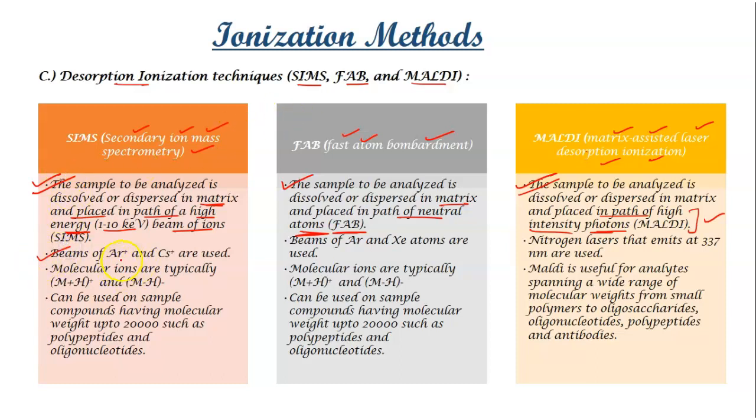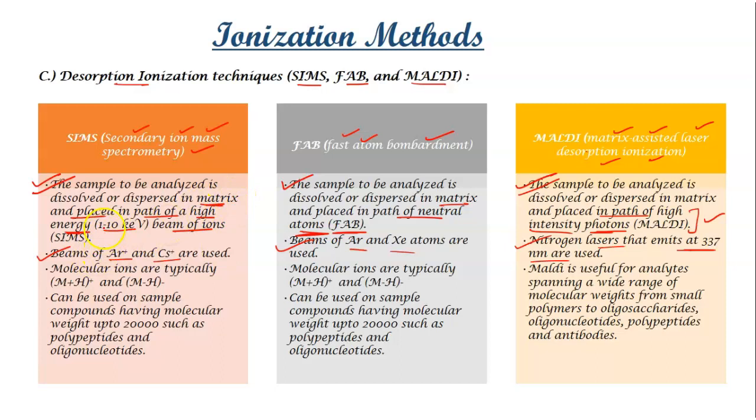So switching back to SIMS, what kind of beams are used? The beams of argon plus and cesium plus are used. And in case of FAB, since you are using neutral atoms, you are going to use a beam of argon and xenon atoms as such. And in case of your MALDI, you are going to use nitrogen lasers that emit at around 337 nanometers. They are used in this particular method of MALDI.